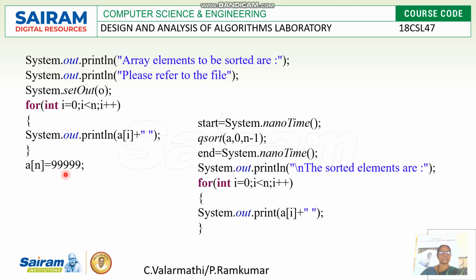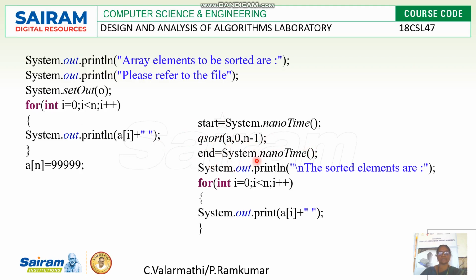Then A of n is equal to one number will be assigned. Now we are going to start the current time of this execution. Before the execution it will be treated as a start, and after the execution that number will be treated as an end. So start is equal to System.nanoTime is retrieved from the system. Once the start time is stored, qsort will be applied for the array A, 0, n minus 1.